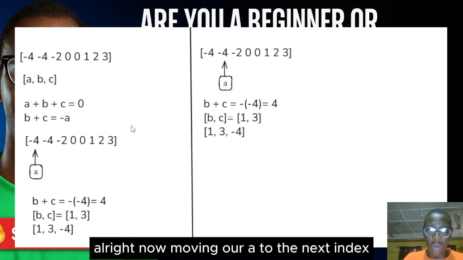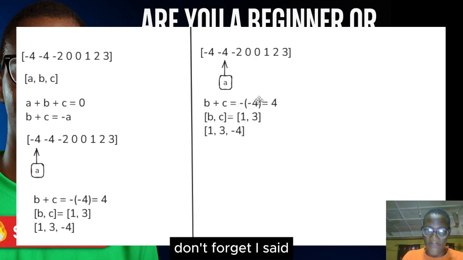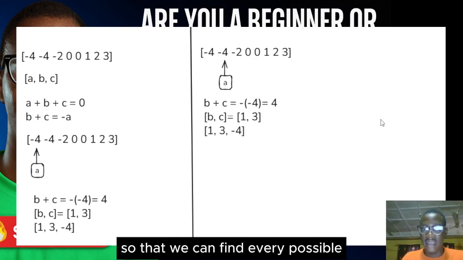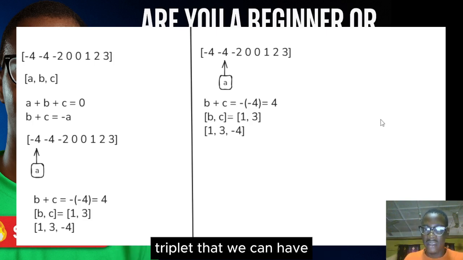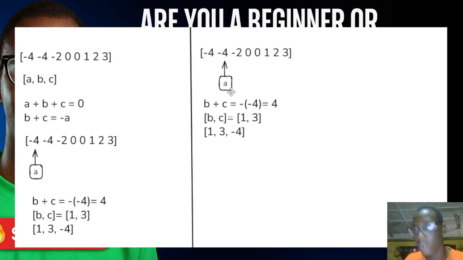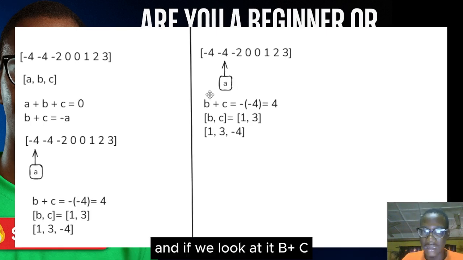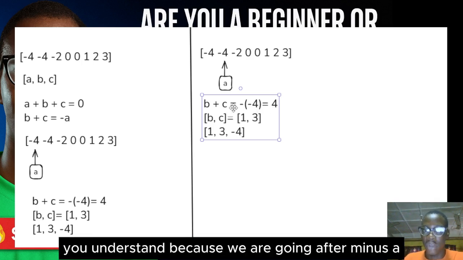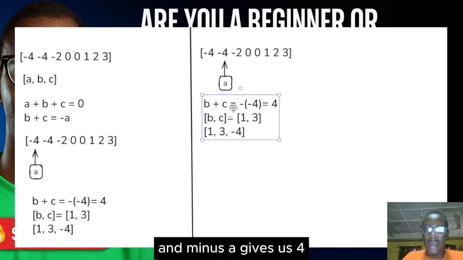Alright, now moving our a to the next index. Don't forget, I said we are going to glance through every index of the array so that you can find every possible triplet that we can have. So moving it to the next index now, I will still fall on -4, and if we look at it, for b plus c, we need the pair that will give us that same 4. You understand? Because we are going after -a, and -a gives us 4.